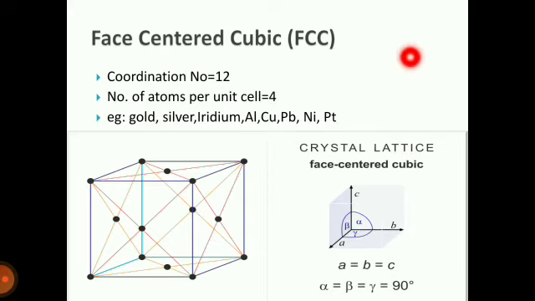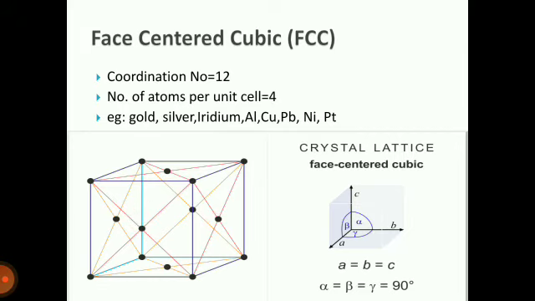Third type of cubic crystal lattice system is face-centered cubic structure. Here is the unit cell of face-centered cubic structure. As it is cubic crystal system, again the unit cell is a simple cube in which at each corner of the cube atoms are present, and in addition to the corners, at the center of each face of the cube there is one atom present.